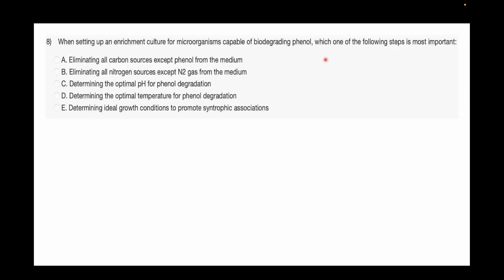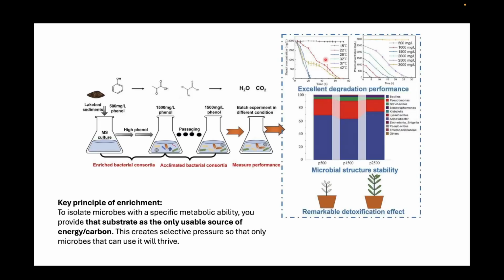When setting up an enrichment culture for phenol biodegradation, which of the step is important? Option A is the correct answer. Eliminating all carbon sources except for phenol. That is how you can select for bacteria which can degrade phenol, which can survive in the presence of phenol. Right? So option A is the correct answer. Congratulations. Well done, everyone.